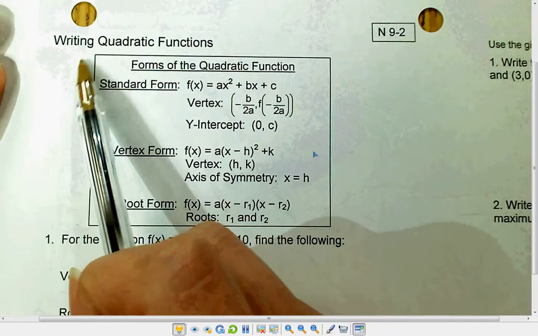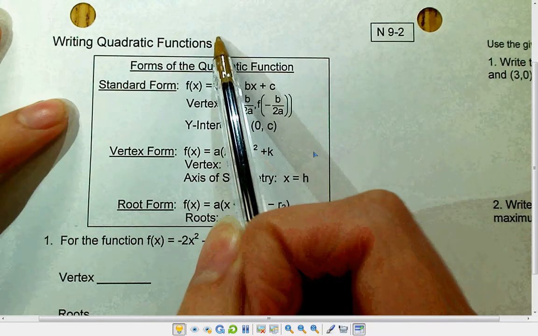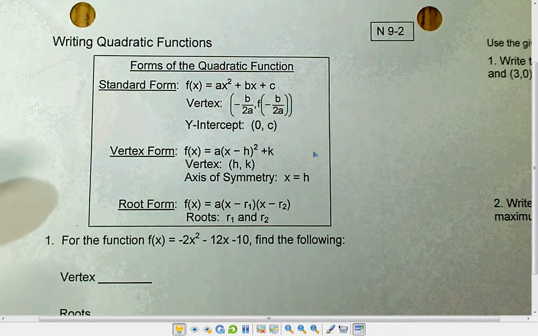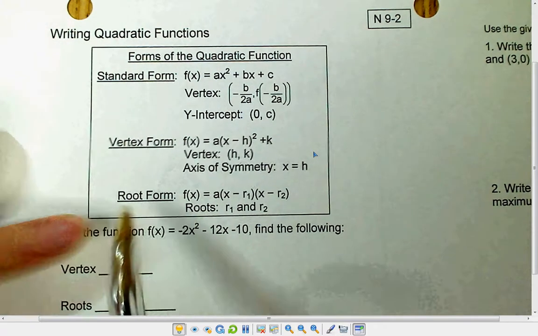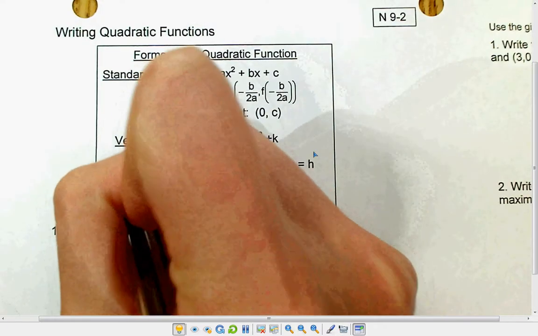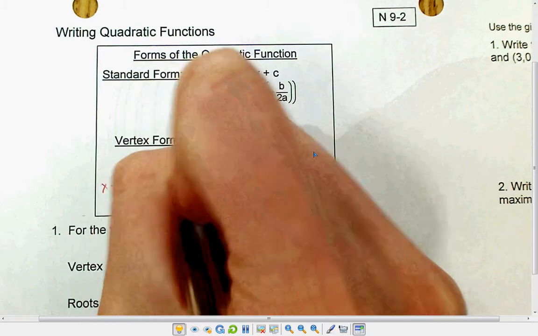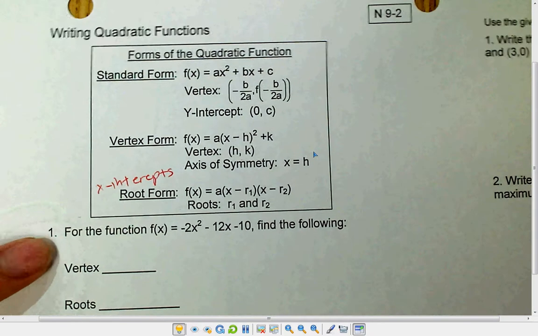We're going to be learning about writing quadratic functions in three different forms. Our three different forms are standard, vertex, and root. So root is the same thing as our x-intercepts. So let's take a look at number 1.